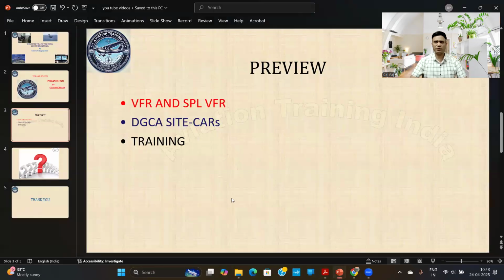I've covered what is VFR, what is special VFR. We have seen the DGCA site, civil aviation requirements. We've seen the training requirements for special VFR. We have covered mainly helicopters, but it is the same for fixed wing as well. Small fixed wing aircraft operating special VFR can also fly with 1500 meters, 1.5 kilometers visibility for arrival and departure within the control zone.